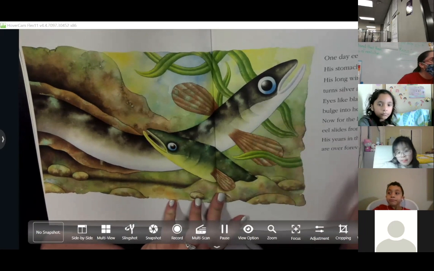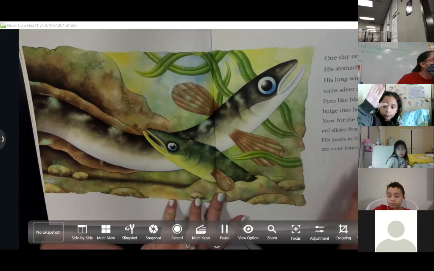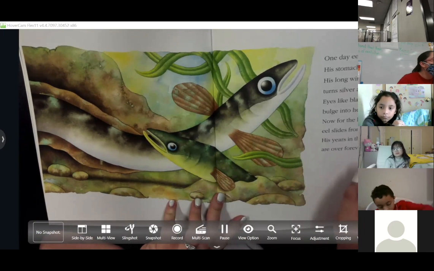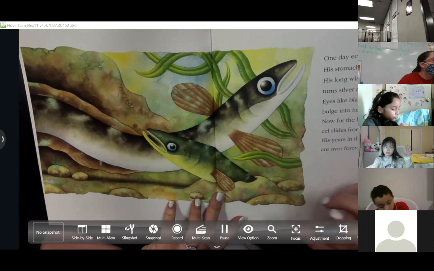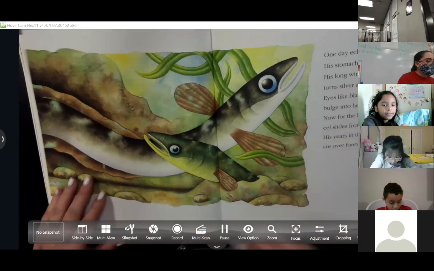Tell me, how is this different from the elver? Damari, how is it different? You didn't raise your hand? Okay. Nathan, how is it different? Can I go back a few pages? Sure.